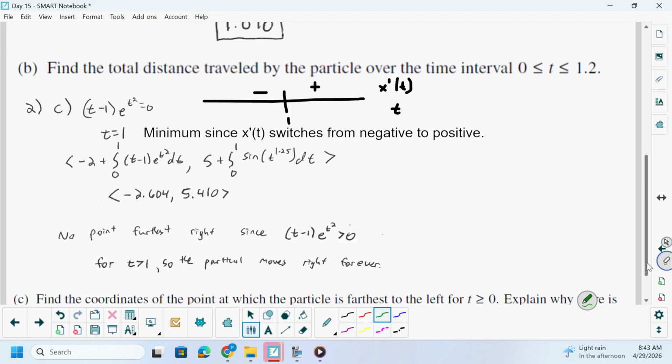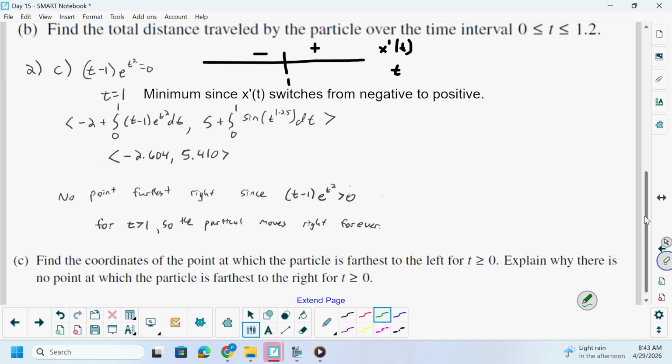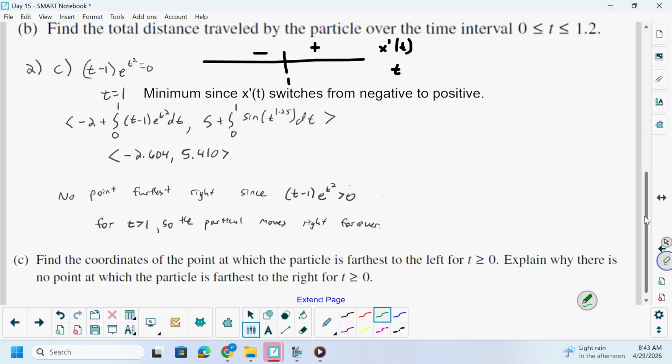For part C, we want furthest left. So we want to think of the x of t, and we want to know when x of t has a minimum. That would be furthest left. So take your x prime of t, which is the x part of your velocity, set it equal to 0. Now we wanted t equals 0, so I probably should have put a 0 on here, and then we're just working to the right of 0.